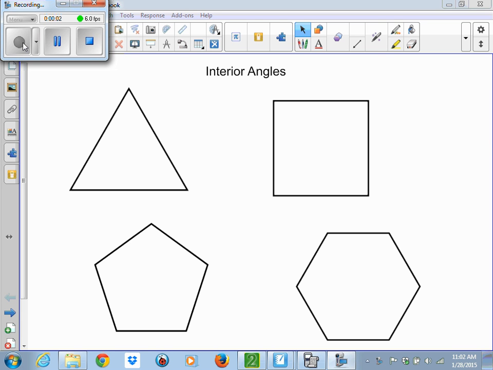All right, today we're not going to start today's lesson with... today we're going to learn... We're going to start with something else. So this is your lesson. Deal with it. We're going to learn about interior angles.